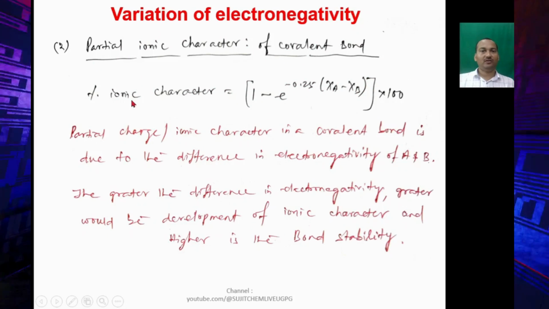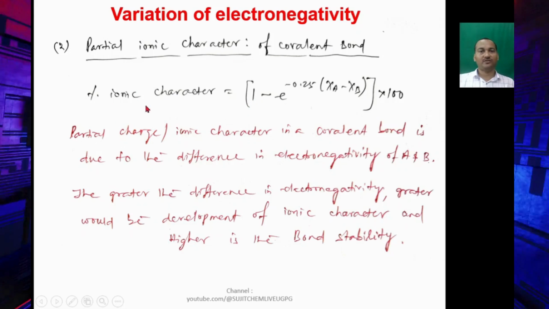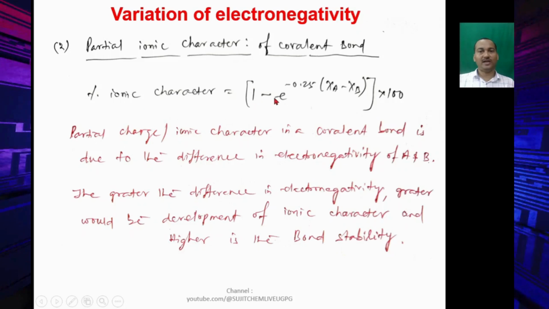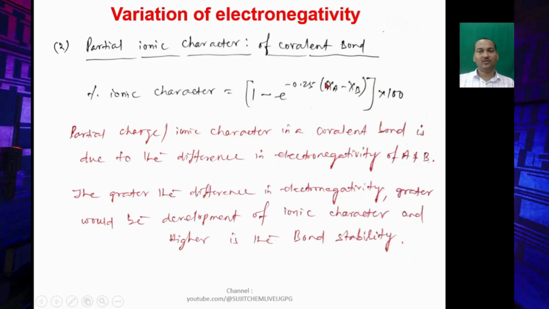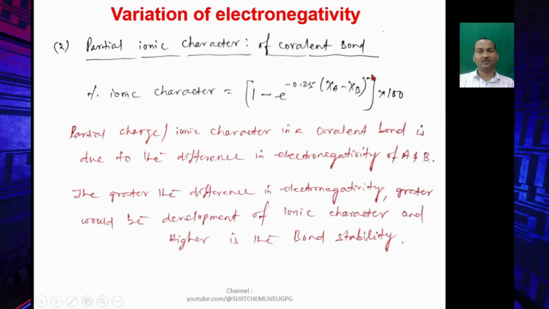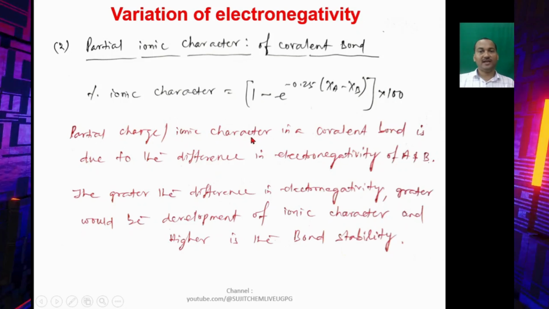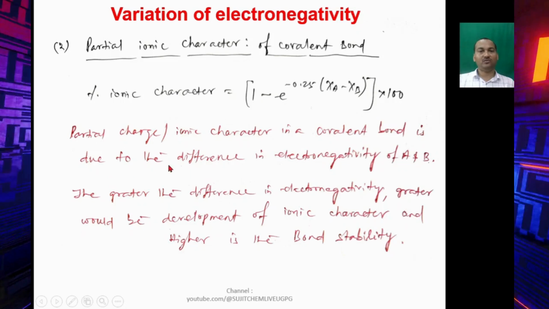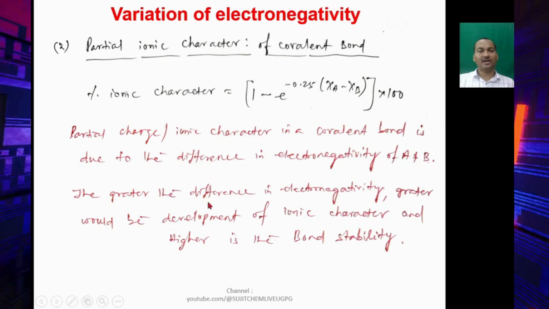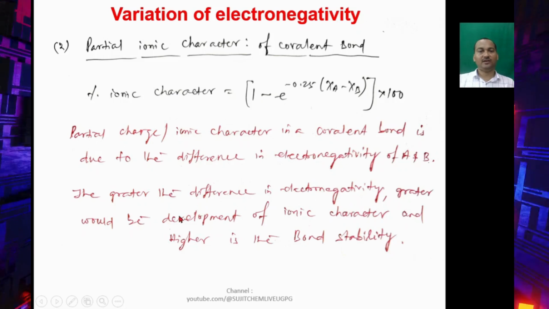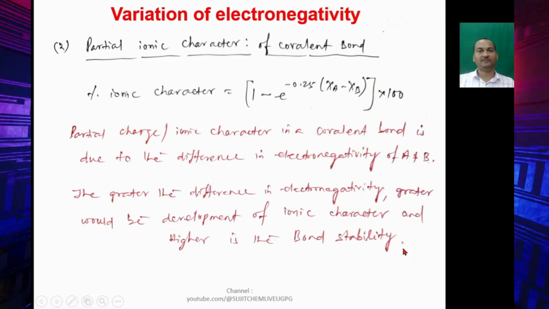Similarly, we can find out the percentage of ionic character from electronegativity value. So percentage of ionic character equals 1 minus e to the power minus 0.25 whole into (chi A minus chi B) whole, into 100. So partial charge or ionic character in a covalent bond is due to the difference in electronegativity of atoms A and B. So the greater the difference in electronegativity, the greater would be the development of ionic character and higher is the bond stability.